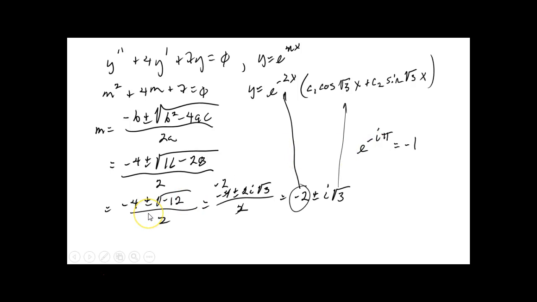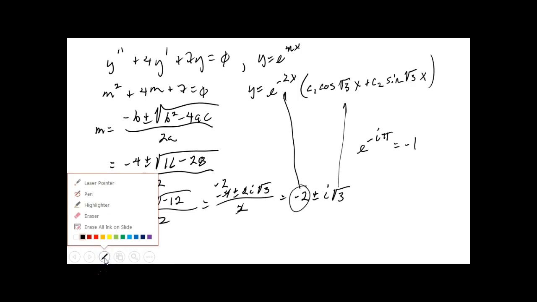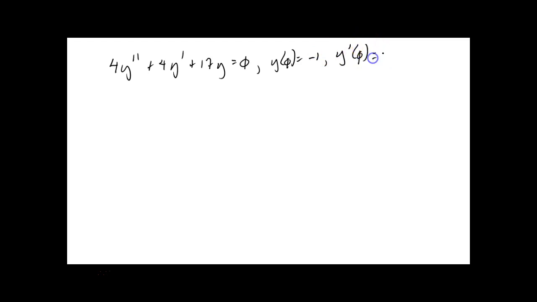These 3 examples, you left the C's in there. If you have an initial value problem, you lose some of the C's. Hopefully all of them, okay? So let's do this one. 4y double prime plus 4y prime plus 17y is equal to 0, under the conditions that y of 0 is equal to negative 1 and y prime of 0 is equal to 2.